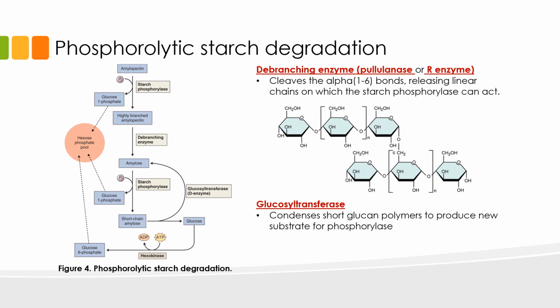What will happen to the remaining parts of the amylopectin that cannot be degraded by starch phosphorylase? This is where the debranching enzyme, or the pullulanase or the R enzyme, comes in. From the name of the enzyme itself, we can deduce that the debranching enzyme cuts through the branches in the amylopectin to release small linear chains of glucose. Once these smaller chains are released, starch phosphorylase can start cutting them down into single glucose units. Another enzyme, known as the glucosyltransferase, puts the smaller chains together so that it will be easier for the starch phosphorylase to break them down.